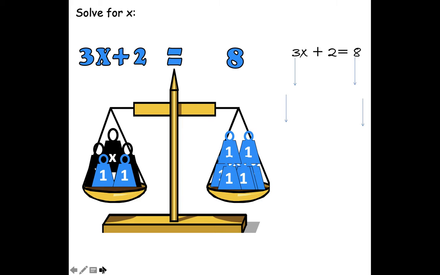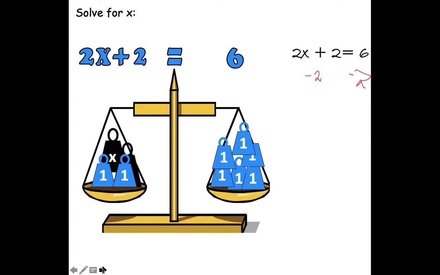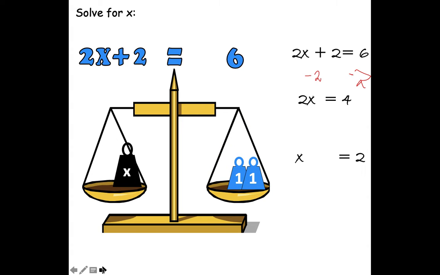And this is how you would do it. First of all, you minus 2 from both sides, giving you 3x equals 6. Final step, you're going to divide by 3. X is equal to 2. Similarly with this one, we're going to minus 2 from both sides. Final step then, we're going to cut both the piles in half, giving us x is equal to 2.